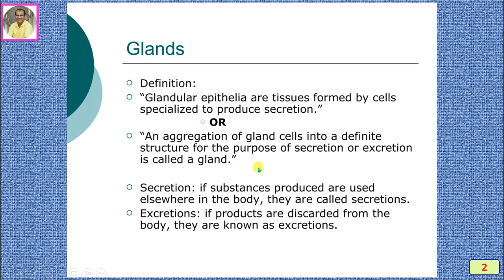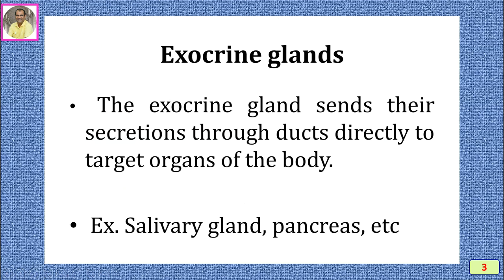What is a secretion? Substances that are produced and used elsewhere in the body are called secretions. Excretions are products that are discarded from the body. Now we will see what the exocrine glands are. Exocrine glands are the ones which send their secretions through ducts directly into target organs of the body.